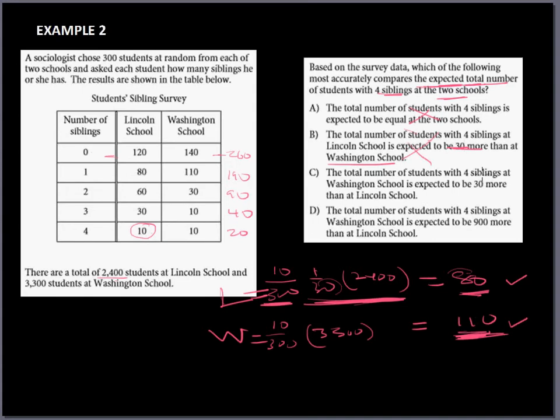The total number of students with four siblings at Washington School is expected to be 30 more. So this is true. All right, so the 110 and 80 is 30. So obviously, that is a true statement. The total number of students with four siblings at Washington School is expected to be 900 more than, yeah, how can it be 900 more? Look, this is 80 and 110, so 900 is completely senseless. So obviously, your answer choice in this particular case is C.